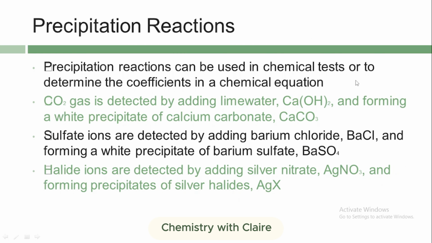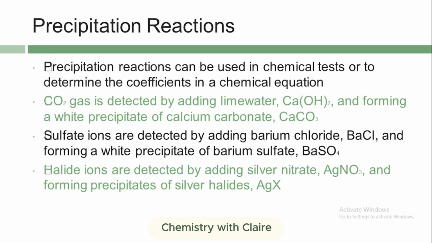And next, we have precipitation reactions. Precipitation reactions are those in which a precipitate is formed from two solutions, or here we can use these precipitation reactions to figure out what ions are present or the presence of any particular gas. For example, you're familiar with carbon dioxide gas identification, where we bubble the carbon dioxide gas through lime water, which is basically calcium hydroxide, and it forms a milky solution. So a white precipitate of calcium carbonate is observed.